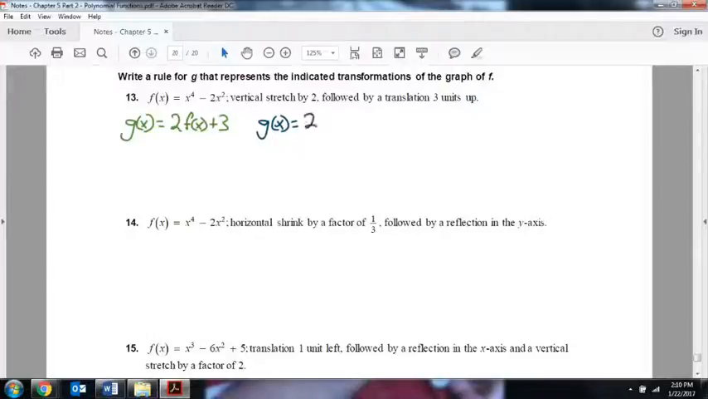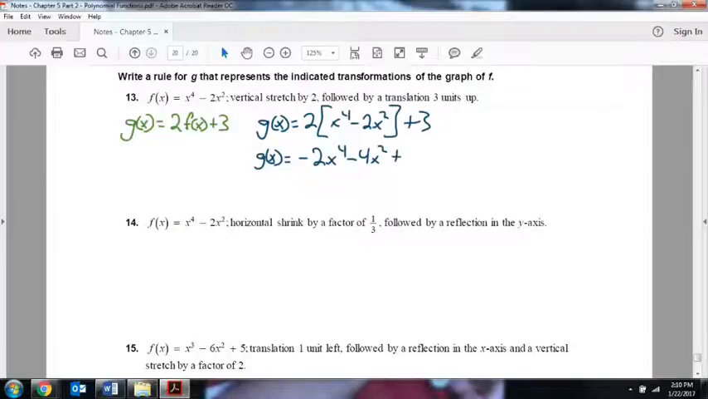So it's 2 times x to the 4th minus 2x squared plus 3. So g of x equals negative 2x to the 4th minus 4x squared plus 3. I don't even have to combine the 3 with anything. Yay! And that's your answer.